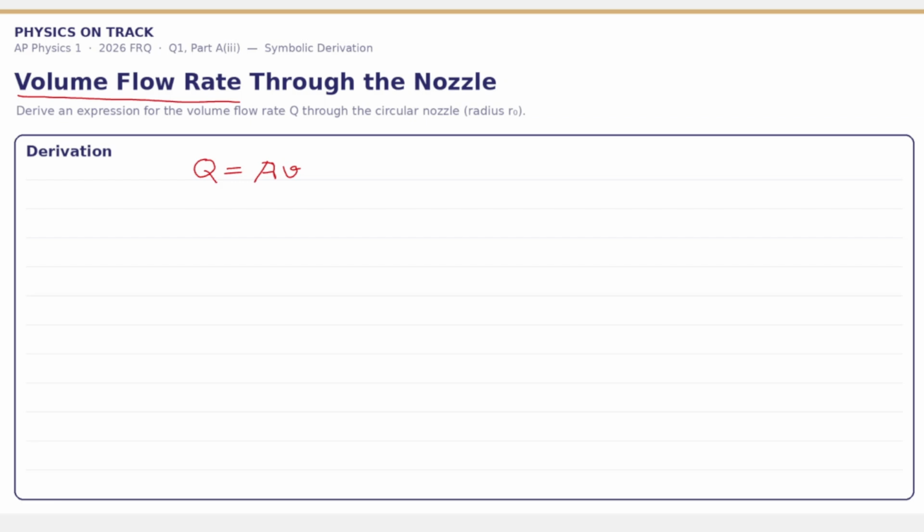So let's start with that equation we found in part A2. The equation for V0, the velocity, is square root of 2g times h1 divided by sine theta 0. And also the nozzle is circular and they're giving us a radius, so we know the area of a circle. You can simply find it using the pi r square equation with the radius r0, so pi r0 square. And then now the only thing is you combine them.